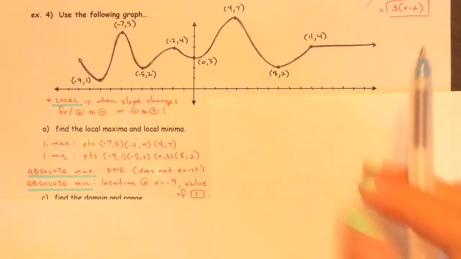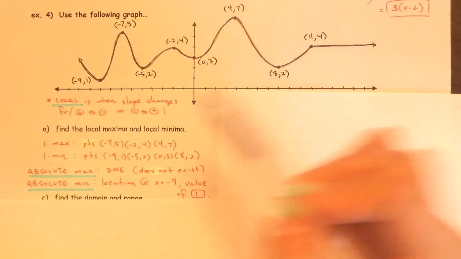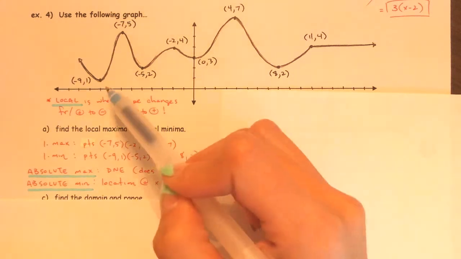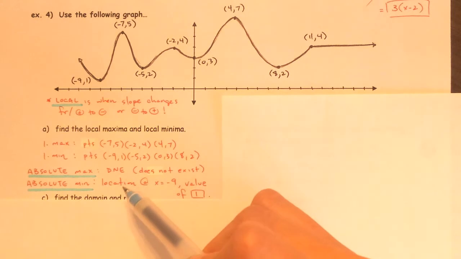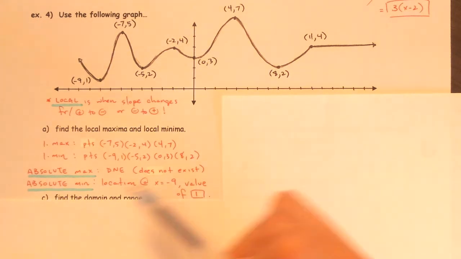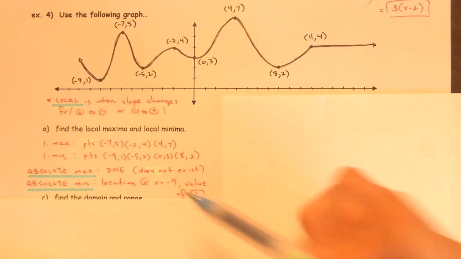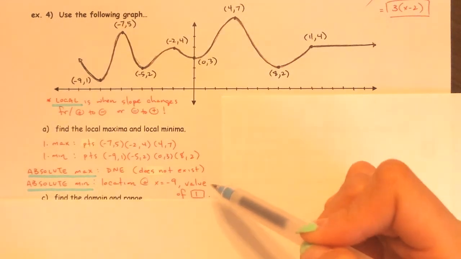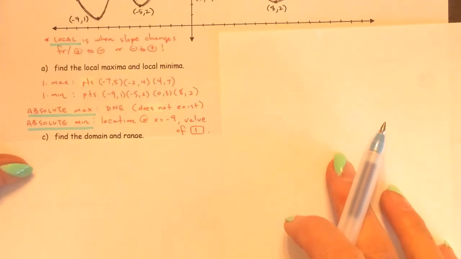What about an absolute minimum? Do I go down here? No. Do I go down here? No. So what's my lowest y value? My lowest y value is 1. These are two different things, so be careful. The location of my absolute min is at x equals -9, that's the location where x is -9. But the value of my absolute minimum itself is y equals 1. I know it gets a little bit tricky.